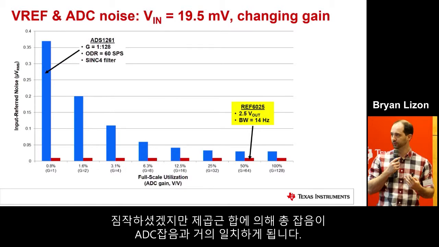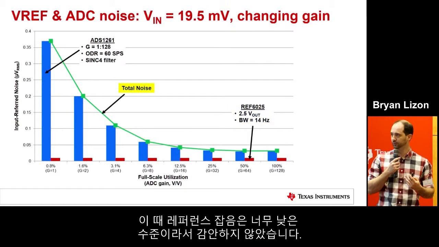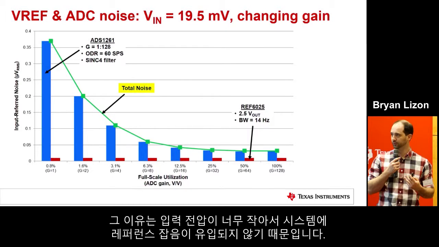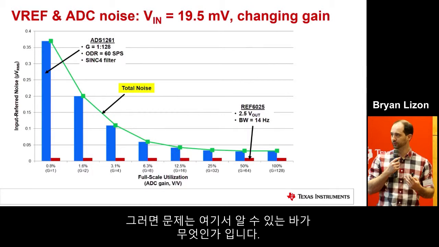As you can probably guess, doing the root sum of squares, the total noise is going to be approximately just the ADC noise. The reference noise in this case is so low that it doesn't really factor into this measurement. That's because this input voltage is so small, right? It's not allowing any of the reference noise into your system. So the question then becomes, what is the key takeaway, or what is the point of this?